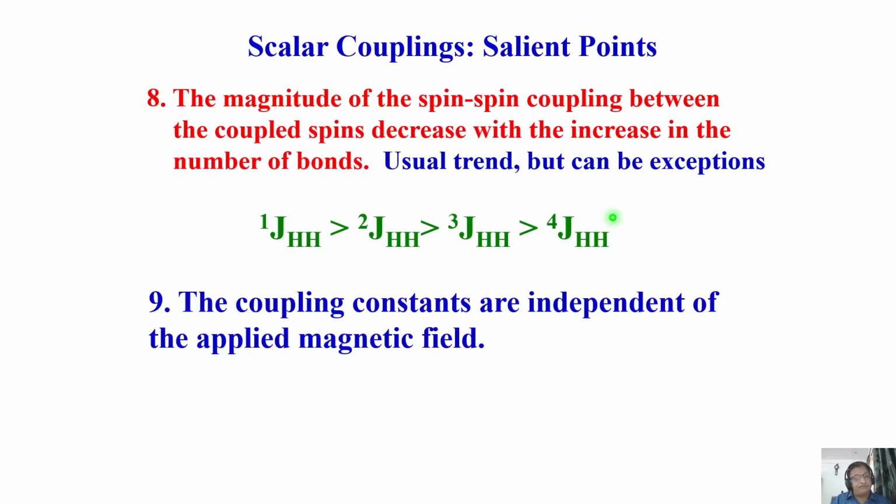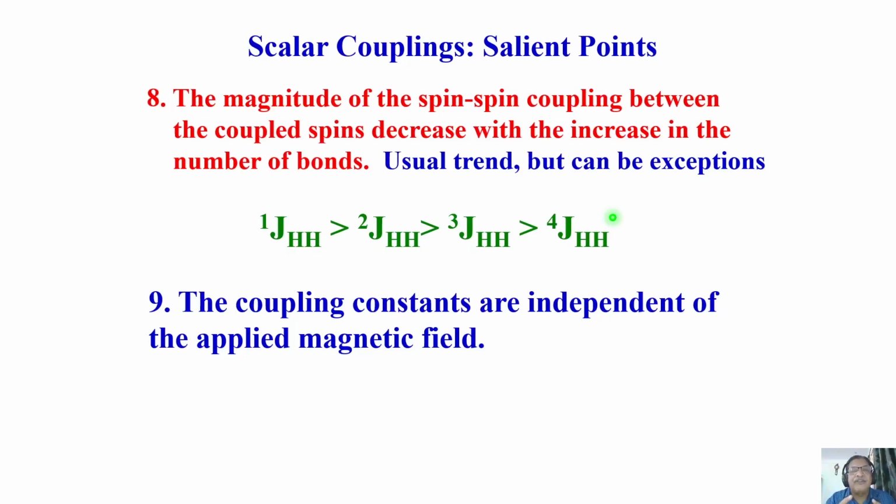Now, point number 9. The coupling constants are independent of the applied magnetic field. Very interesting point. I measure the coupling constant between two protons, let us say, or between proton and carbon at 400 megahertz. Say at 400 megahertz, the coupling between two protons is 20 hertz. I go and measure the coupling at 800 megahertz. Again 20 hertz, it won't change. It is field independent. Remember, chemical shift was field dependent. See the beauty of NMR.